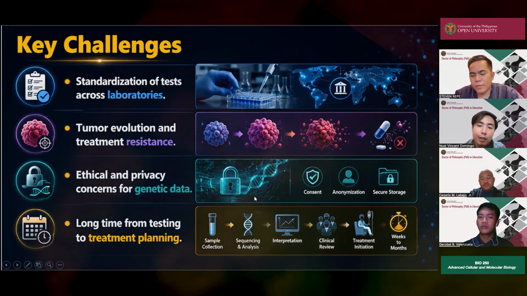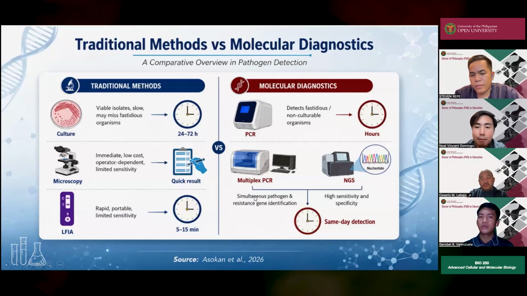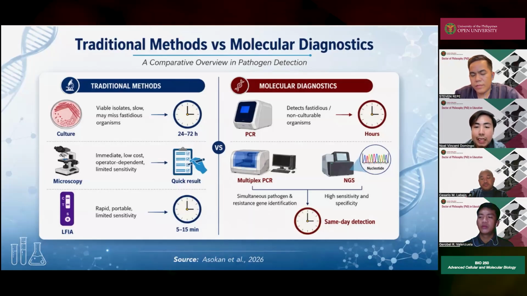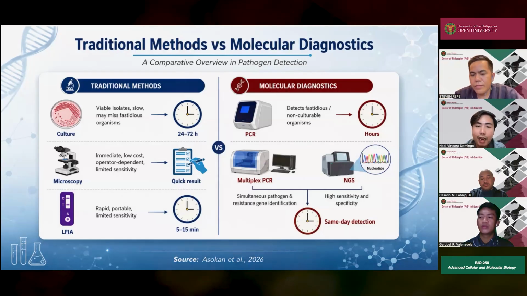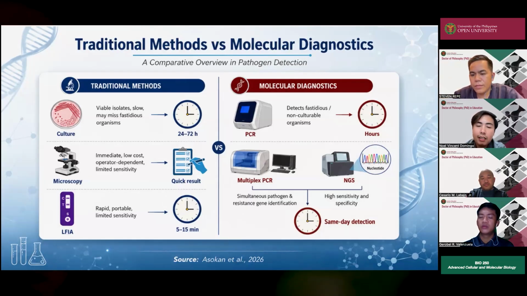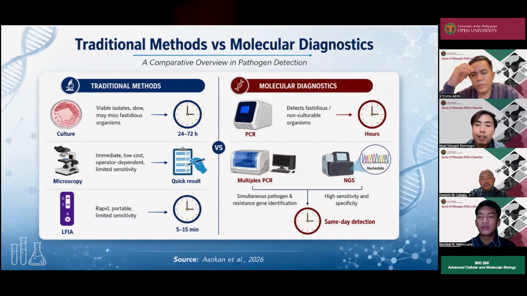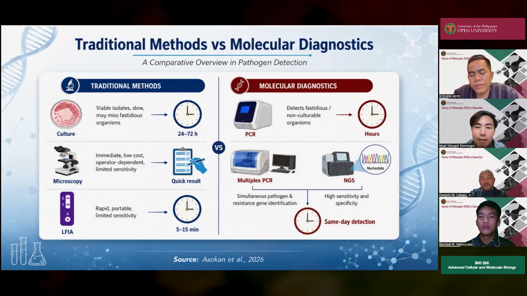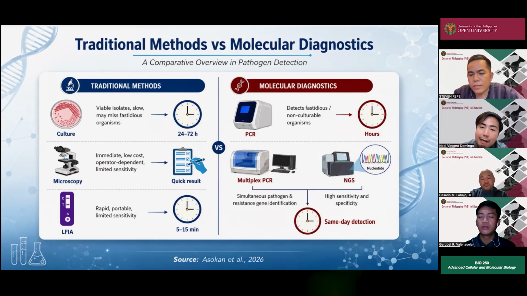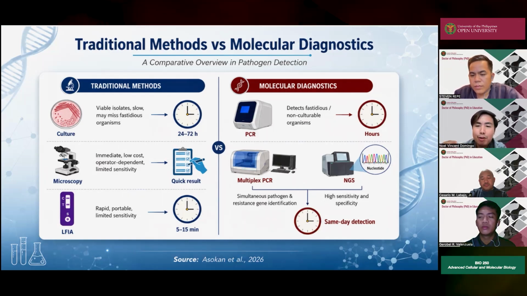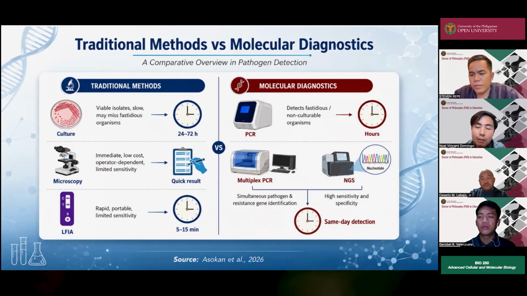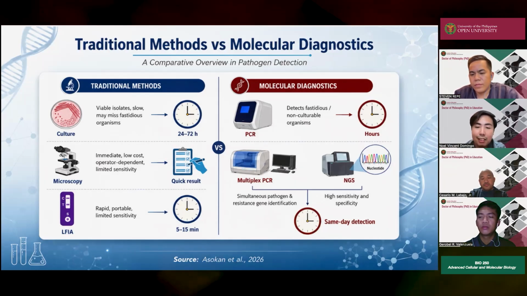Now let's move forward to the traditional method versus the molecular diagnostics. So traditional diagnoses include imaging, tissue biopsy, and histopathology. So these methods show where the tumor is and what it looks like. So molecular diagnostics goes deeper. So it asks what mutation or biomarker is driving this cancer. So this allows more specific and again personalized treatment decisions.